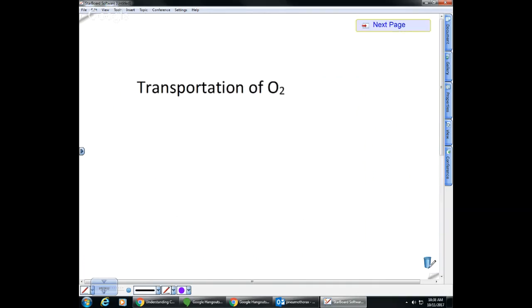Okay, so next we're going to talk about how oxygen is transported. And so we have a respiratory pigment in our body. And what is that respiratory pigment called? Does anybody know? What is our respiratory pigment? So when you think pigment, you think color. So what gives our blood its color? Hemoglobin, right? So hemoglobin.